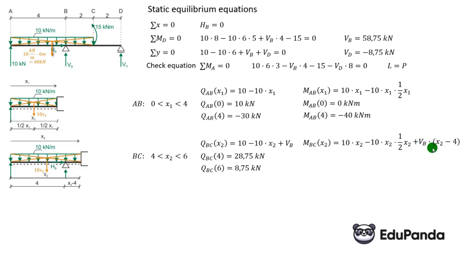Well, for this moment equation in place of variable x2, we insert 4 and calculate. Then we insert 6 and we get the moment values. And that's it. Let's move on to the next interval. Look how nice it is.